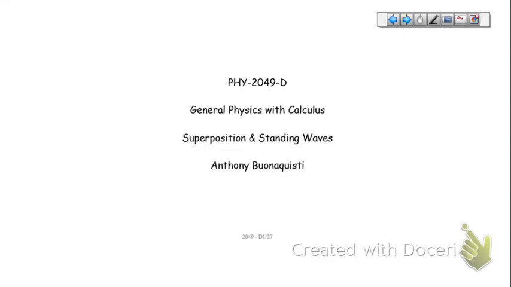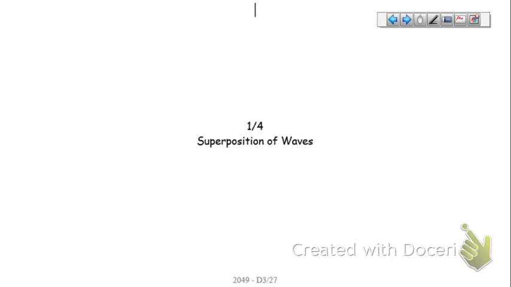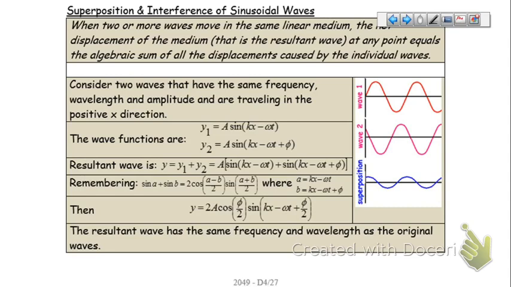Welcome. So we're going to talk about superposition and standing waves. What we're going to do is basically say, when two or more waves move in the same linear medium, linear not meaning a string, but meaning that 2 and 2 make 4. That's a linear medium. You know, they add up according to arithmetic.